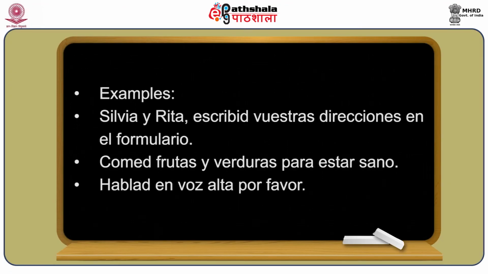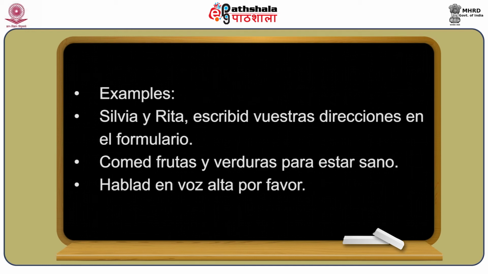Now let's see some examples with these imperatives. For example, if we say, "Sylvia and Rita, write your address in the form." There is more than one person and it is the informal way of communication, so we will use the vosotros form of the imperative. So "write" is escribir. To form the imperative, we remove the r of the verb and add d, so it becomes escribid. So, Silvia y Rita, escribid vuestras direcciones en el formulario.